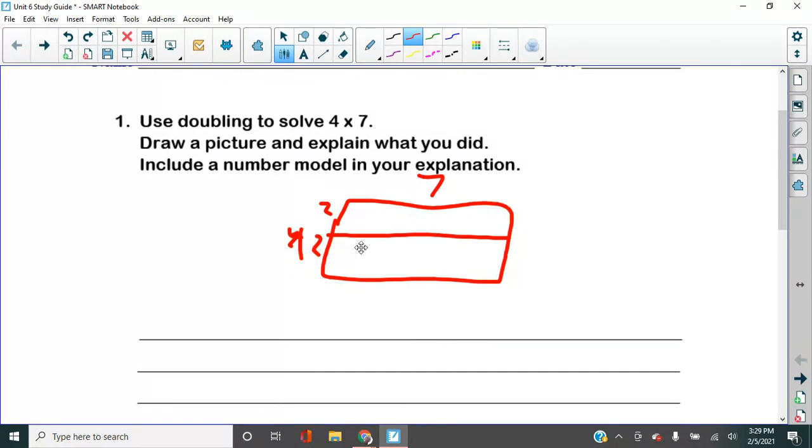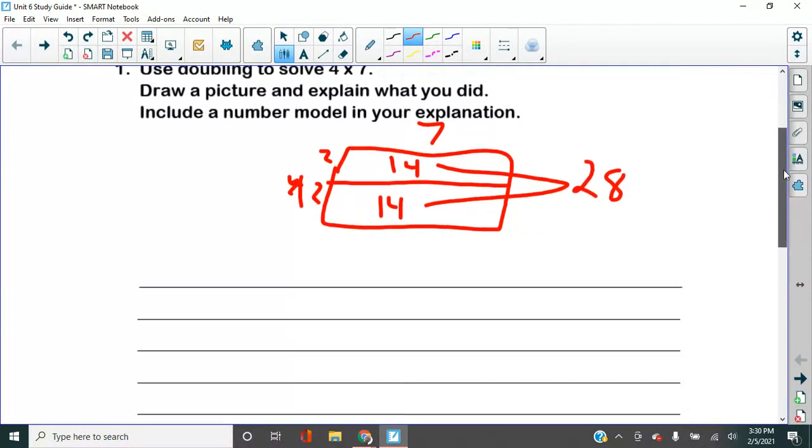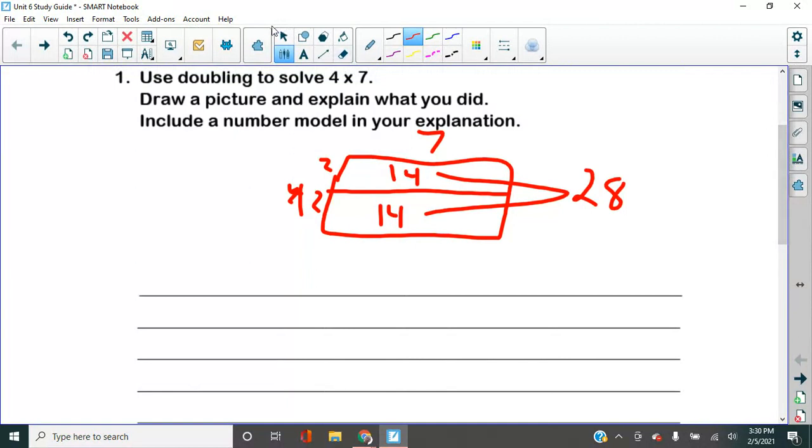And so 2 times 7, right? What's 2 times 7? It is 14. Well, then this is also 14. So if you put these together, then you know that 7 times 4 equals what? It equals 28. Okay? Because we're always asked to explain our work, and include a number model in our explanation. So that is our math problem.